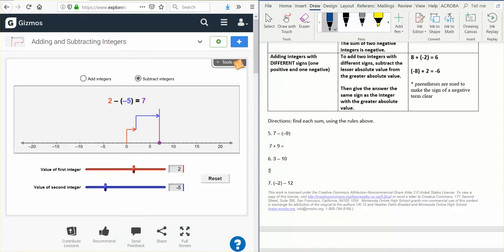Let's try another one. Leave the first number alone. Change the minus sign to a plus sign. Change the 10 into its opposite. What's the opposite of 10? It's negative 10. So now we have a new problem.